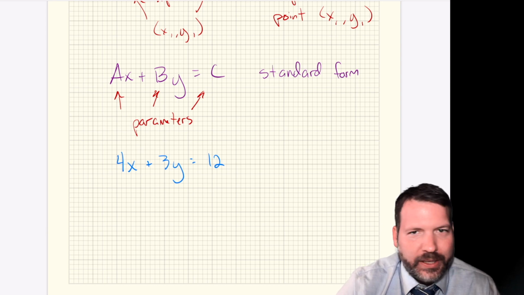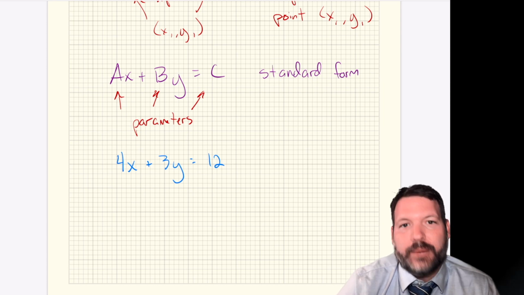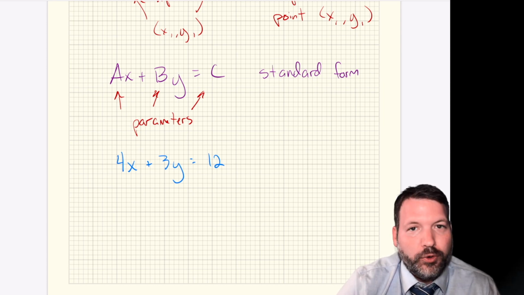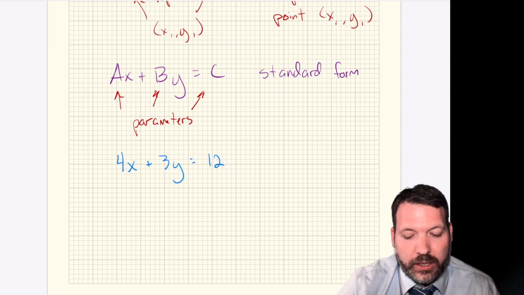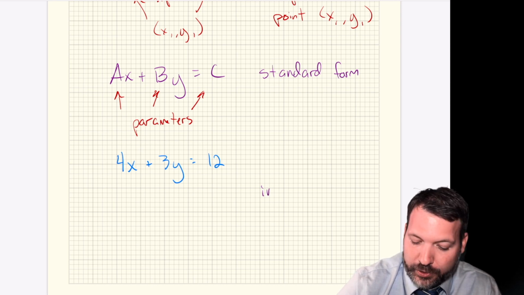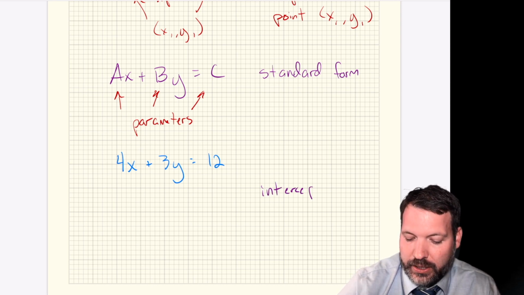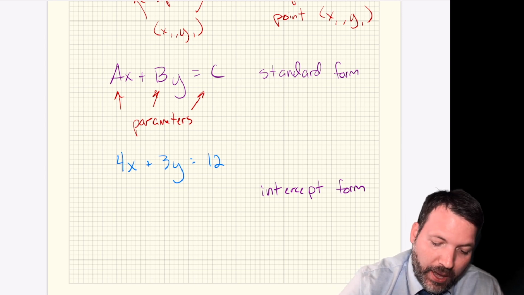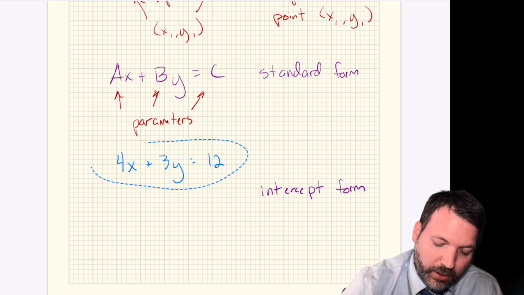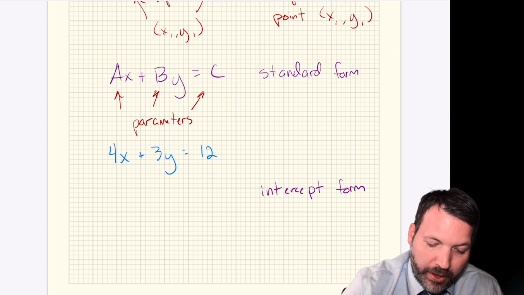But there's a form, and I'm not going to say that I'm inventing this, I'm not the one who came up with this, but it is a form that I don't see as often. I'm sure I'm not the first to ever call it this, but I call it intercept form. And we could take something like 4x plus 3y equals 12.